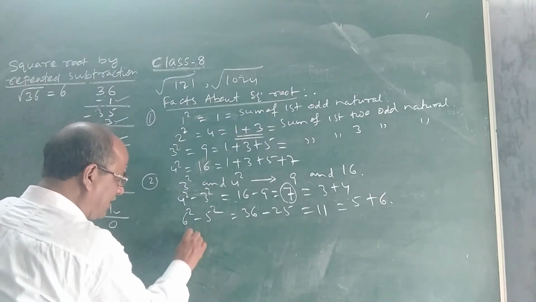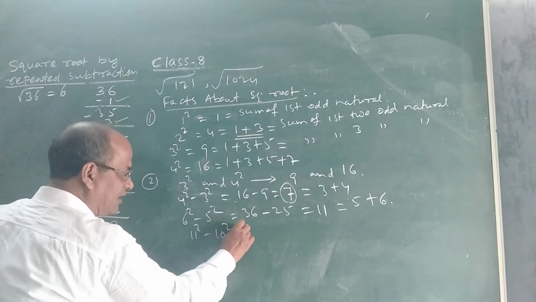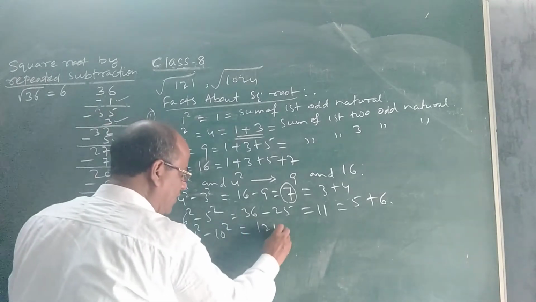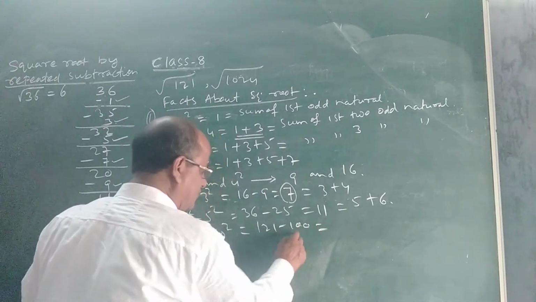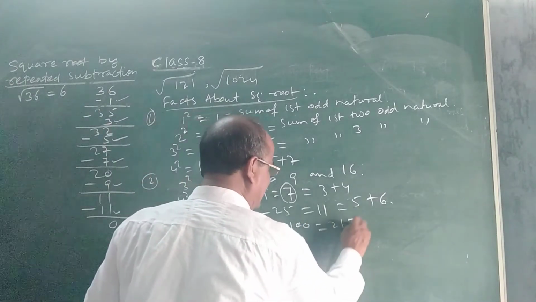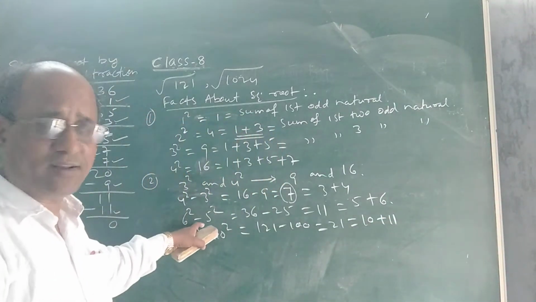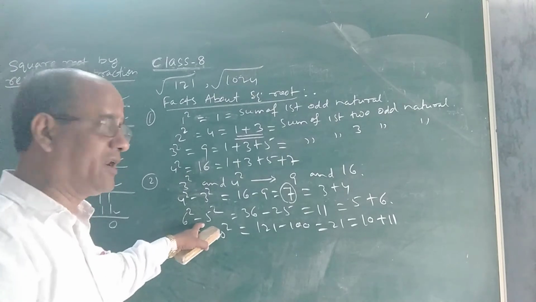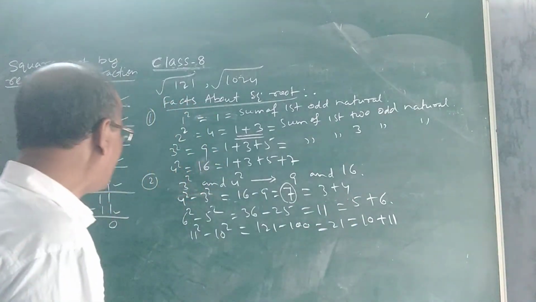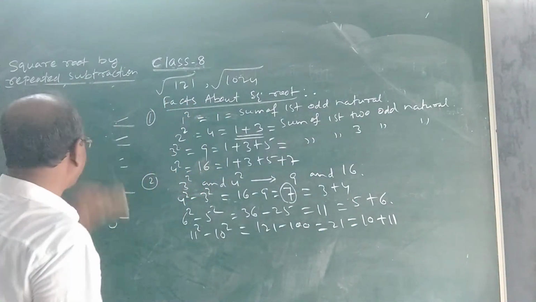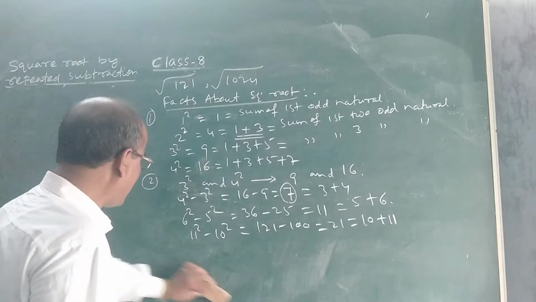Suppose you see 11 square minus 10 square. 11 square minus 10 square is 121 minus 100. It is how much? It is 21, and it is again equal to 10 plus 11. Okay. So if you take the difference of the squares of any two consecutive natural numbers, it will be equal to the sum of the two natural numbers. Okay. So this is the second important fact about squares.